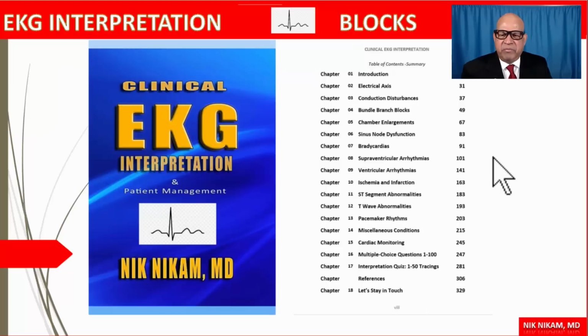So ladies and gentlemen, that brings us to the end of the chapters on Conduction Disturbances and Bundle Branch Blocks. We have been talking about EKG interpretation, which is an accompaniment to my clinical EKG interpretation and patient management book. It is an electrocardiographic book which you can check on Amazon.com. Please do watch our first presentation on introduction and electrical axis. In the next presentation, we will be covering sinus node dysfunction and bradycardias.